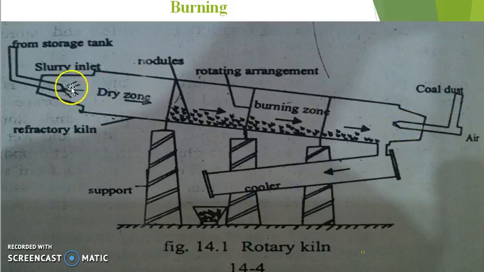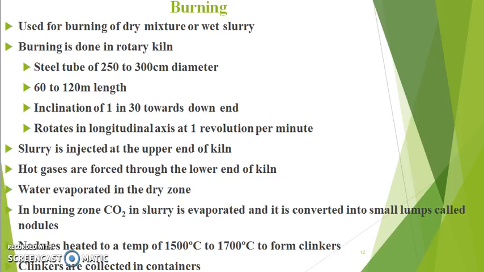part. First the slurry enters the dry zone where water gets evaporated, and next it goes to the burning zone. In the burning zone, carbon dioxide gases get evaporated and they form nodules. And these nodules, when heated to a temperature of 1500 to 1700 degrees Celsius, form clinkers, and these clinkers are collected in containers.